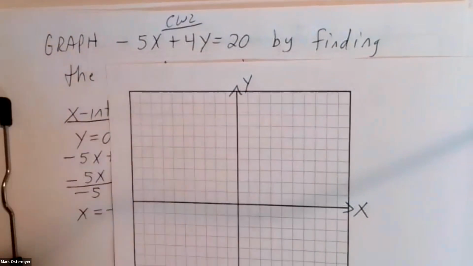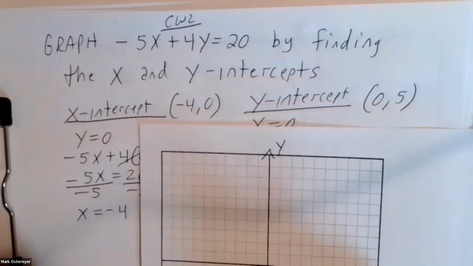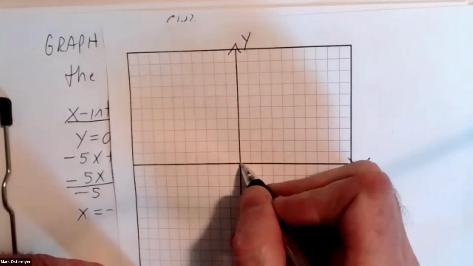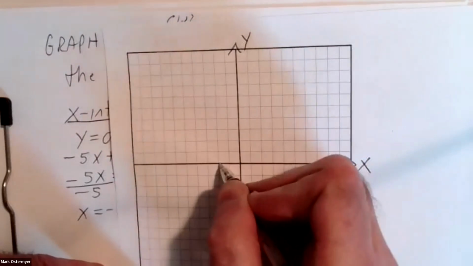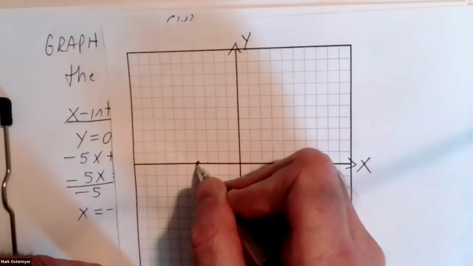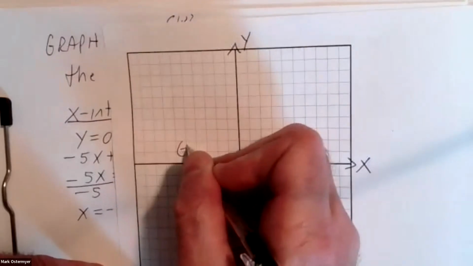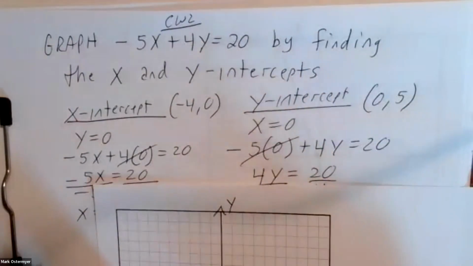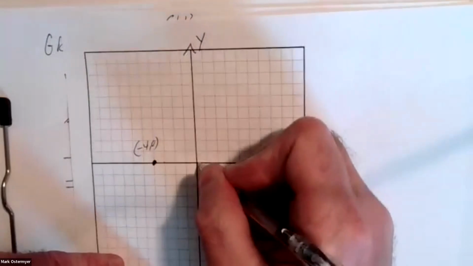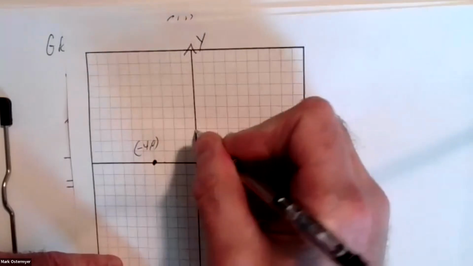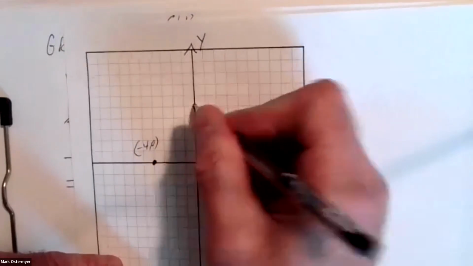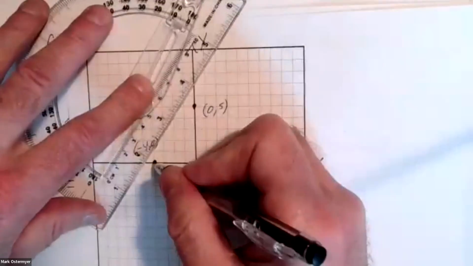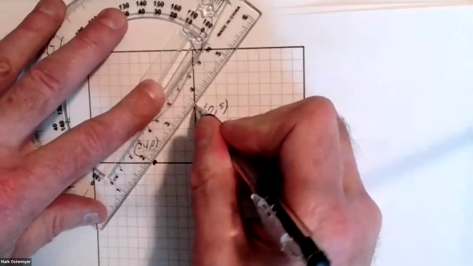To do so, all we're going to do is plot the x-intercept, which is -4, 0. Start at the origin, go 4 to the left on the x-axis: -1, -2, -3, -4. There's -4, 0. That's your x-intercept. Plotting the y-intercept, which is 0, 5. Start at the origin, go up 5: 1, 2, 3, 4, 5. There's 0, 5. Put a line through these points and you will have the graph of your linear equation.